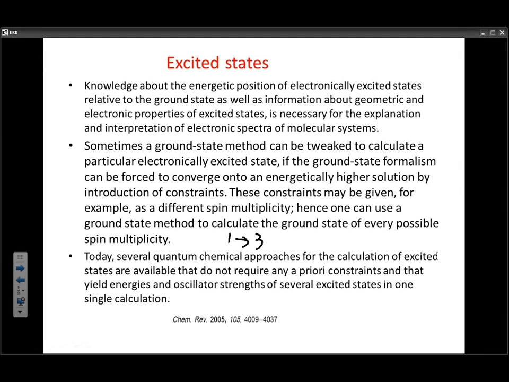And TDDFT, time-dependent density functional theory, is one of the most widely used methods. It can be applicable to model and large systems.